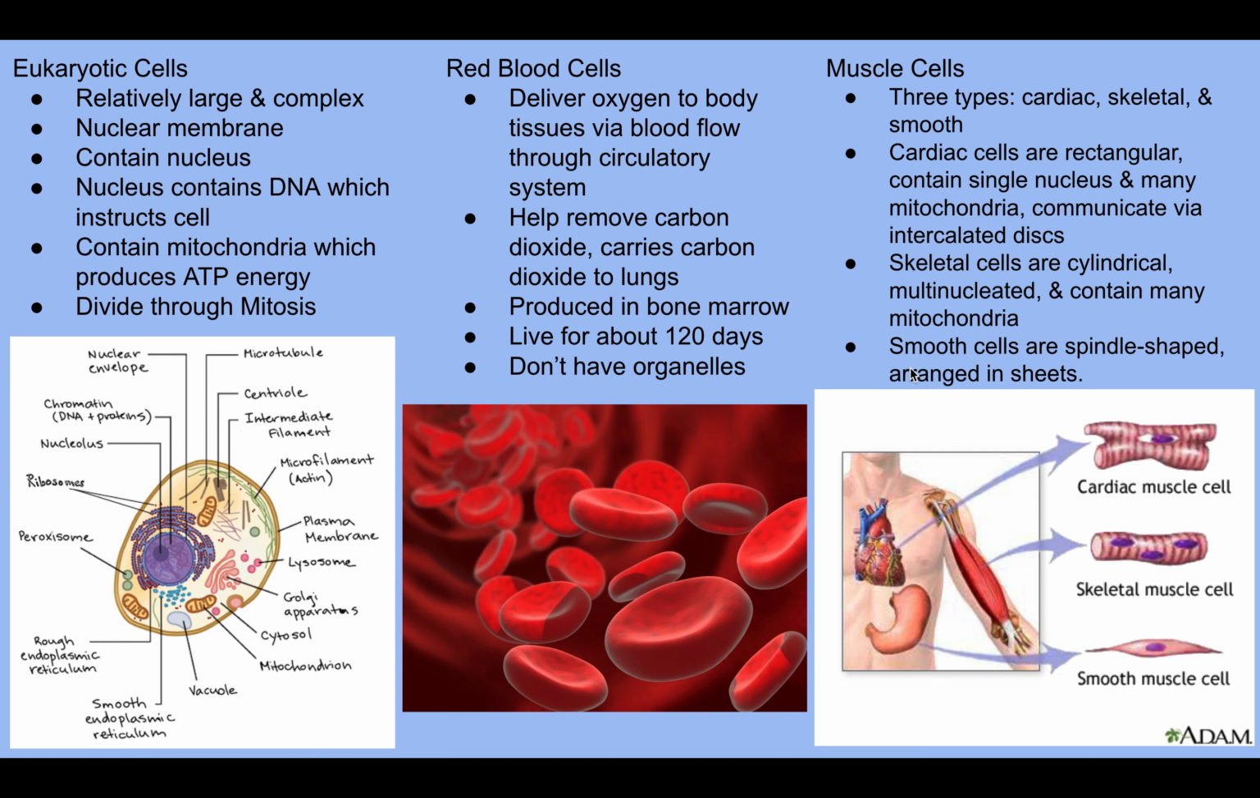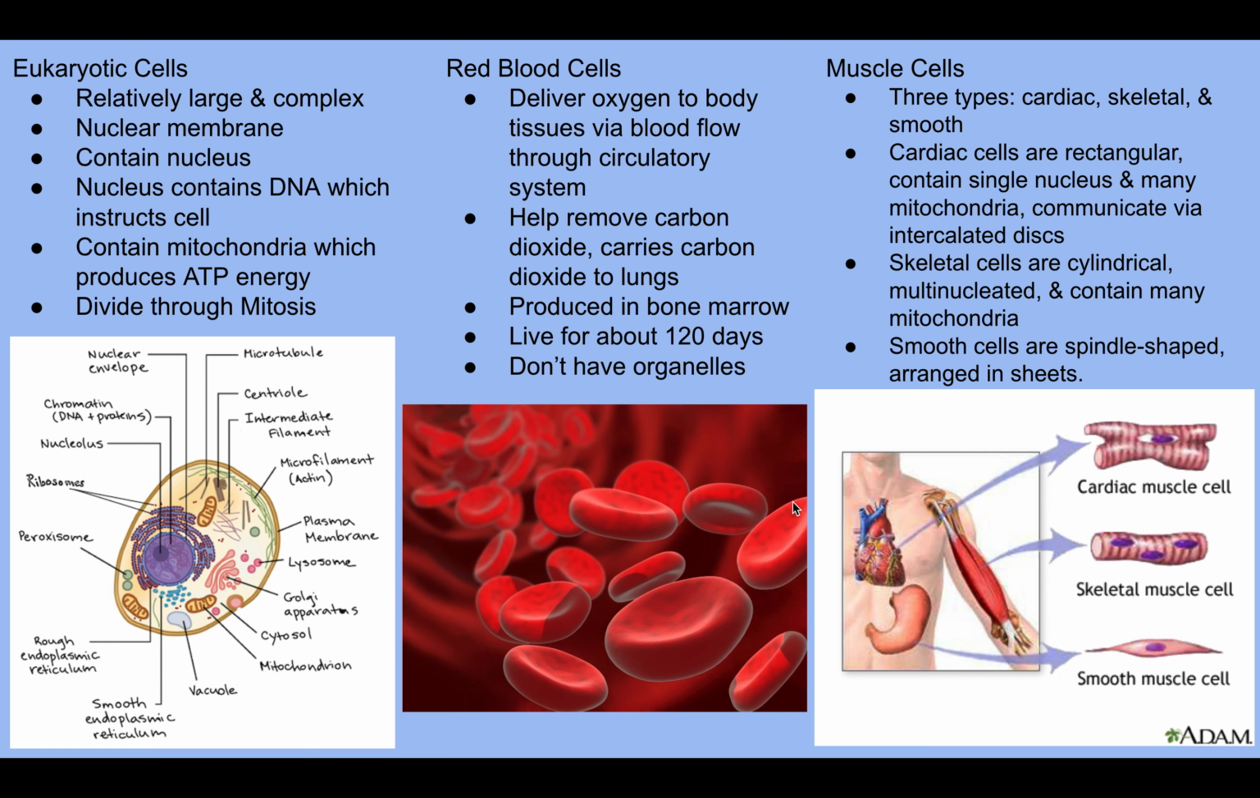And finally, we have smooth muscle cells, which take the appearance of being spindle-shaped and are arranged in sheets. Smooth muscle cells cannot be controlled by you. Some examples of smooth muscle cells would be your stomach, your intestines, or your esophagus. You cannot control these muscles, let's say while you're eating. You can't really control it. You just digest the food and let the muscles do the work.